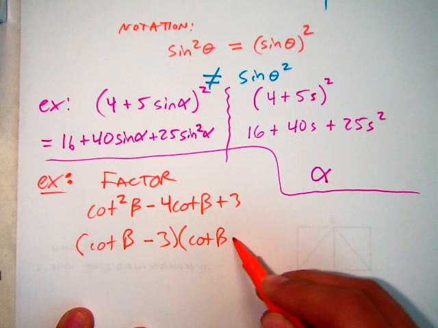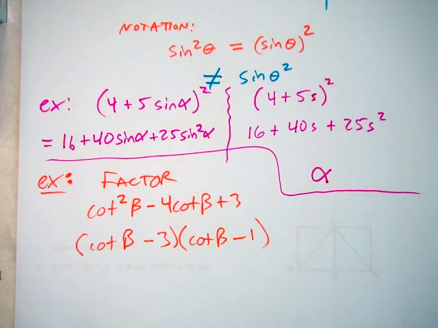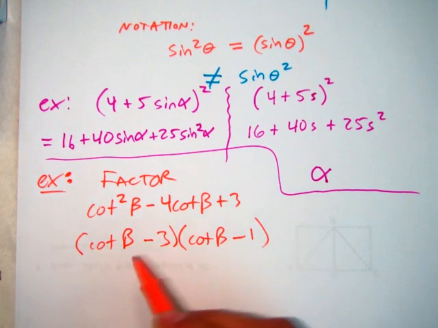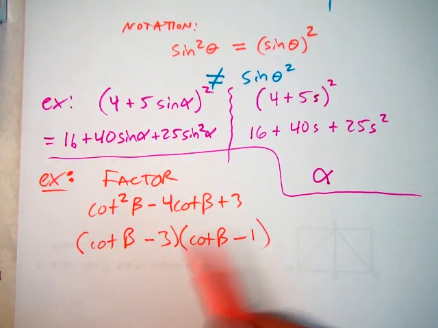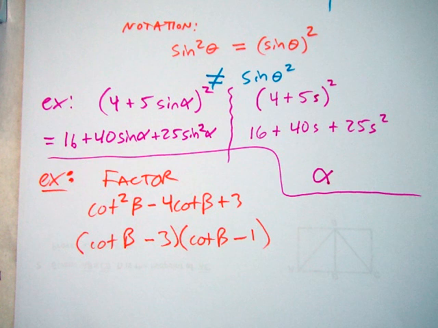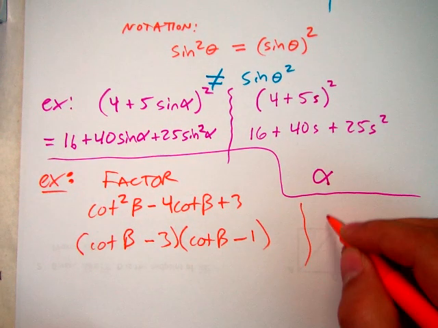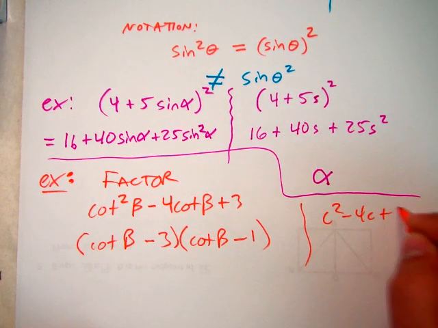Very good. How many of you had that? I didn't put it on the paper. But you knew, okay. Do you see how this is the same as what we've been doing, but now there's trig floating around in here? This is just like factoring c squared minus 4c plus 3. You guys see that, right?